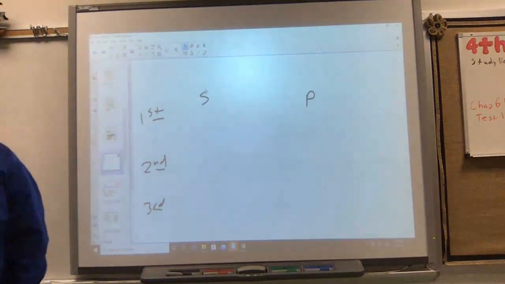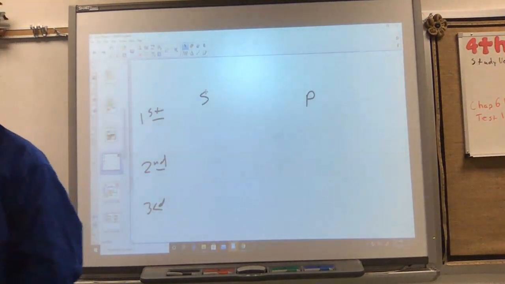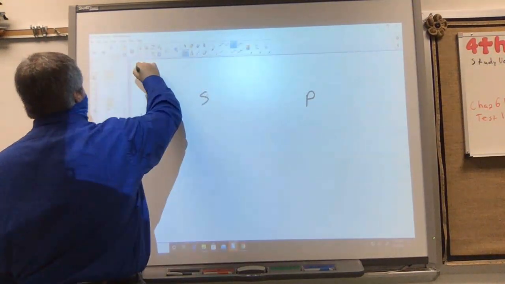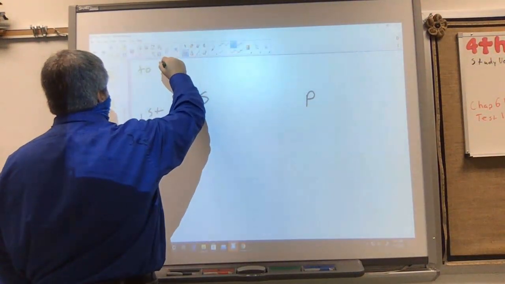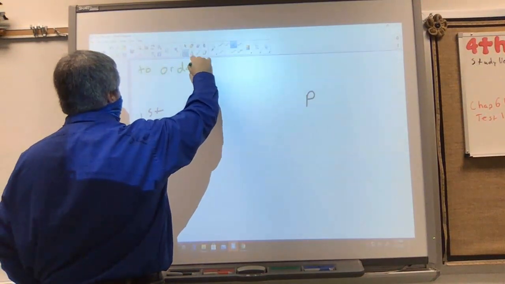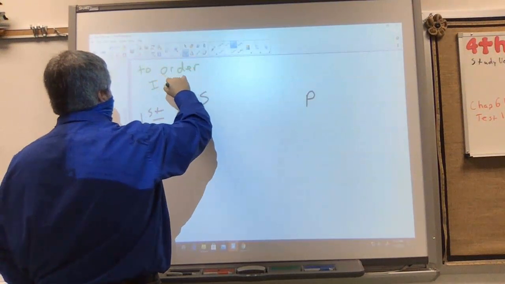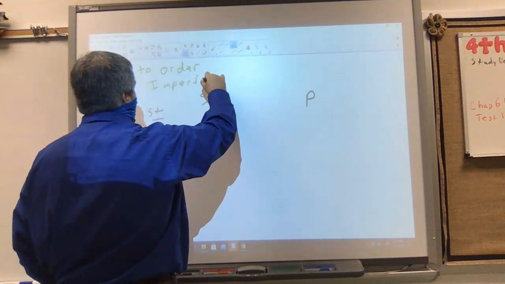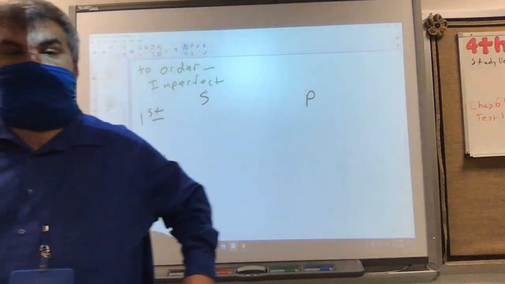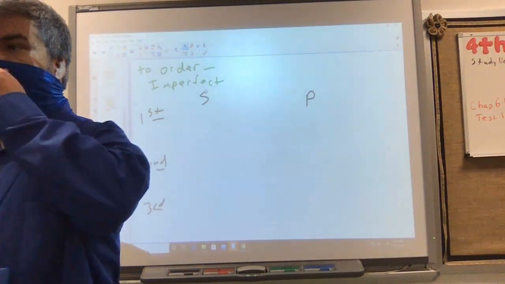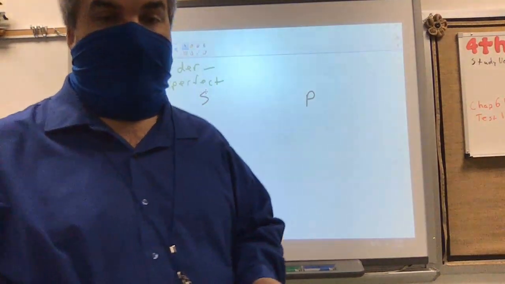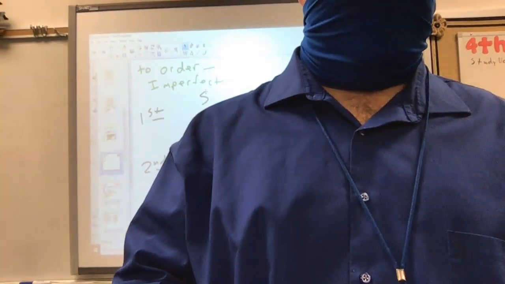Okay, so we're conjugating in the imperfect tense. Let us do our verb to order in the imperfect tense. Go ahead and conjugate and translate. If that works for you, that's fine for me. And I'll play some tunes while we work, and we'll check it in just a little bit.